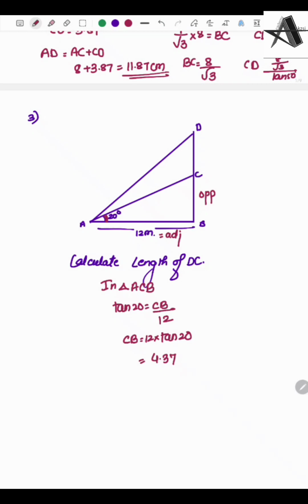Now we need to calculate the bigger one. How can we calculate the bigger one? For this, we have this whole angle DAB. This one is actually 60 degrees. Okay. So now we have to apply in a bigger triangle. That means taking triangle ADB.